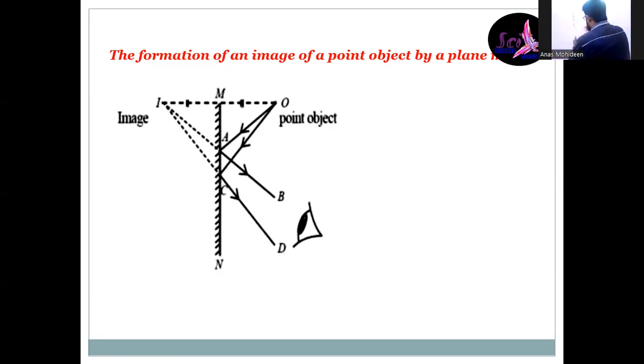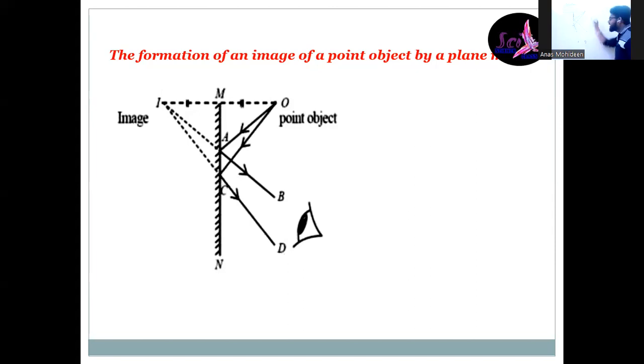If these two reflected rays are crossing, if they intersect, if they are joining together somewhere, then there would be a point where they are meeting. Something like this, right? That is the point where the image would be formed, and that image would be a real image.